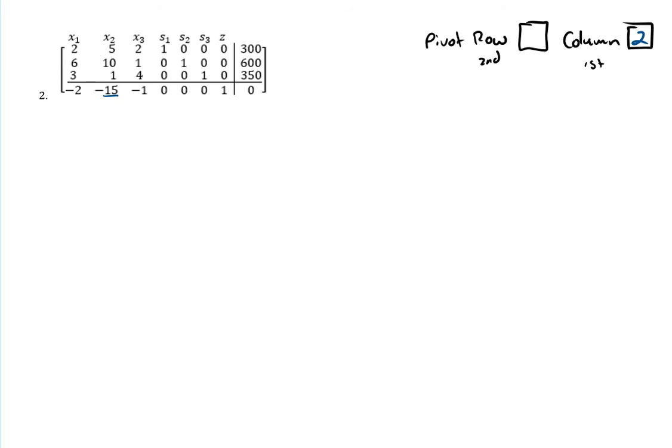Then, looking at all of my other elements in column 2, I'm going to take my constant and divide by those column 2 elements. So we have 300 divided by 5, which is 60. Then 600 divided by 10, that's also 60. And then 350 divided by 1, that's 350, so that's the biggest.